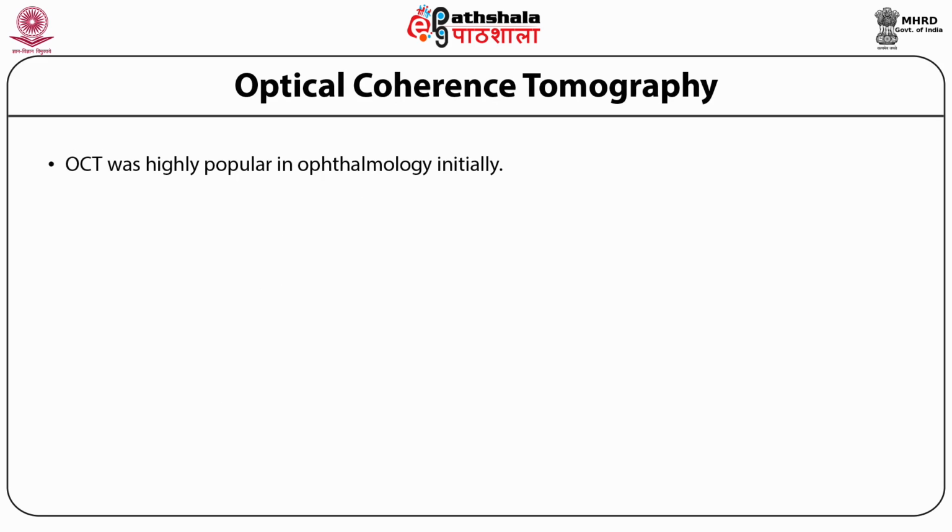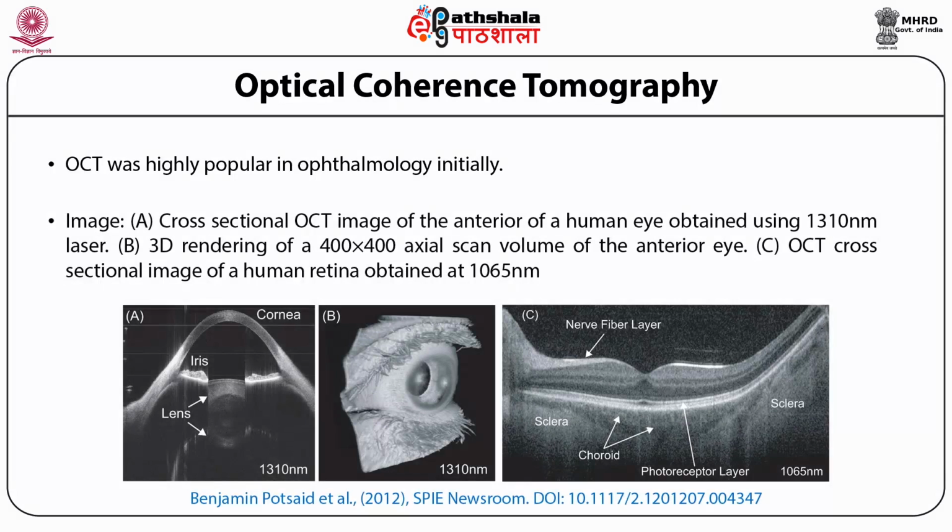Optical coherence tomography was initially developed for applications in ophthalmology, and since then it has become very popular and is being applied in other areas as well. In the images shown here, image A is the cross-sectional OCT image of the anterior of a human eye obtained using a 1310 nanometer laser. Image B presents a 3D rendering of 400 by 400 axial scans of the anterior eye. The third image represents the OCT cross-sectional image of the human retina obtained at 1065 nanometers.